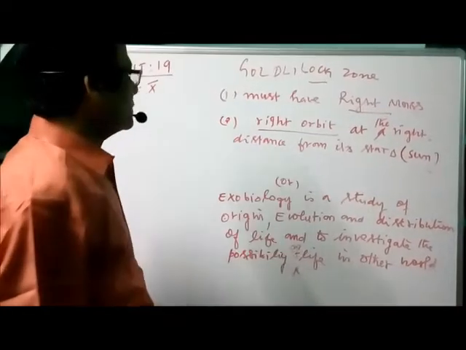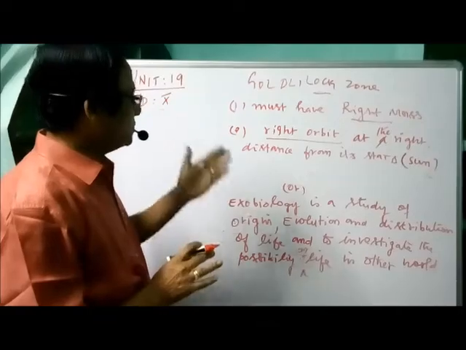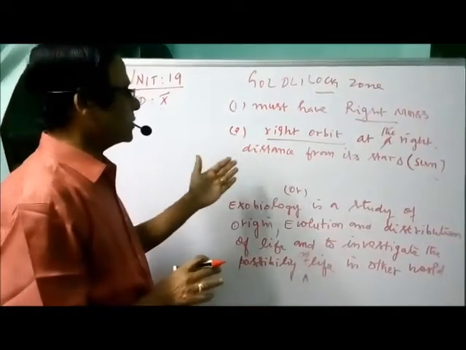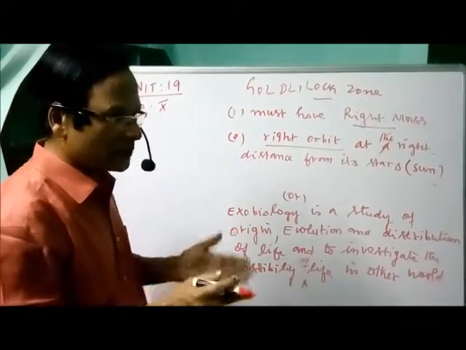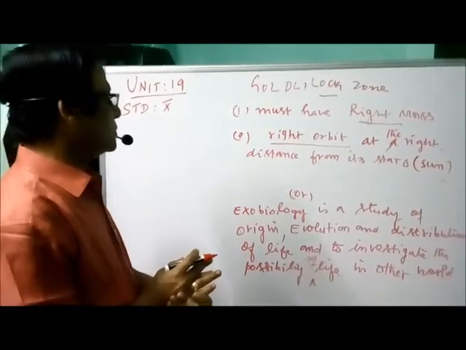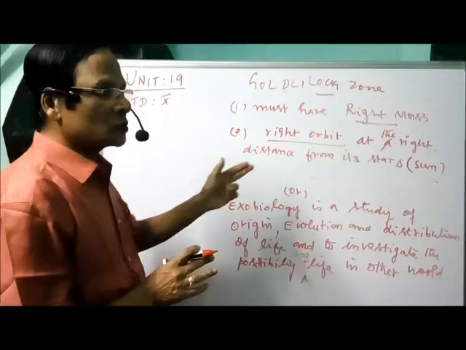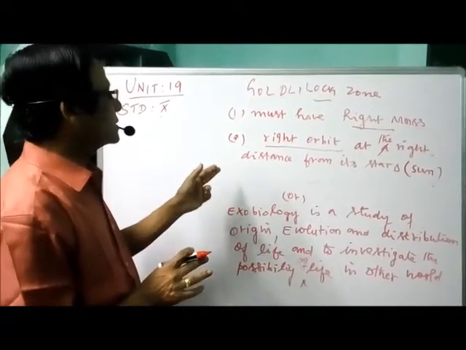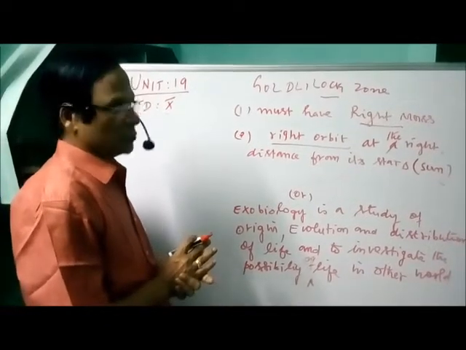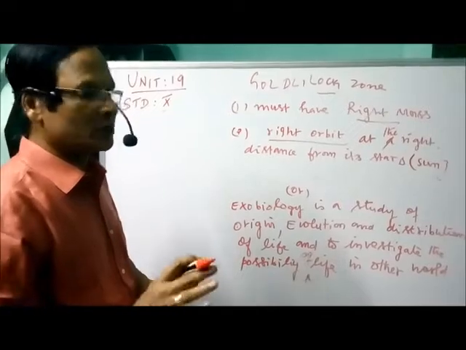According to the criteria, for any planet to have life, it must have the right orbit and the right distance from its star. For example, Earth is placed at the right distance from the Sun, which allows liquid water to exist. The distance needs to be neither too hot nor too cold, and that zone is often referred to as the Goldilocks zone. Only when you have the Goldilocks zone is life possible.